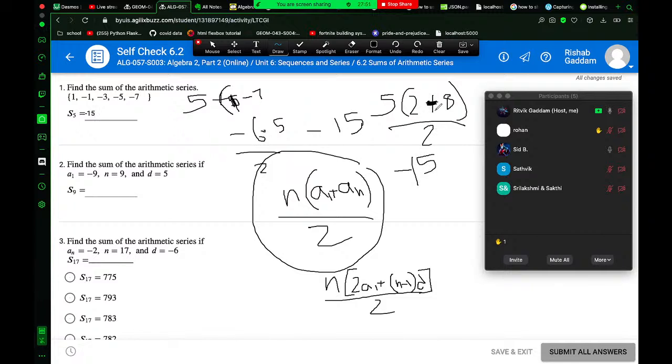I just did a little bit of magic over there, but it should be easier to understand that this formula and the other formula give the exact same result, but they're for different use cases.